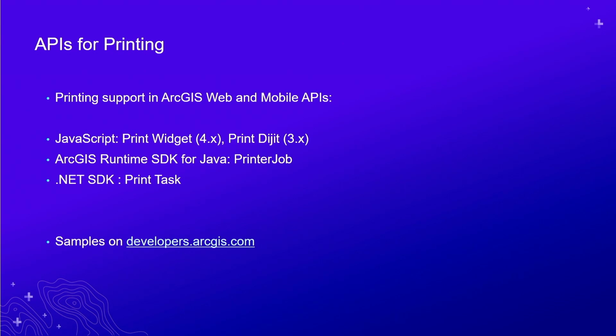So with whichever API you're working with, look at developers.arcgis.com to find the info on printing capabilities in that API. If you're using something like Web AppBuilder, you're seeing that functionality already built in.